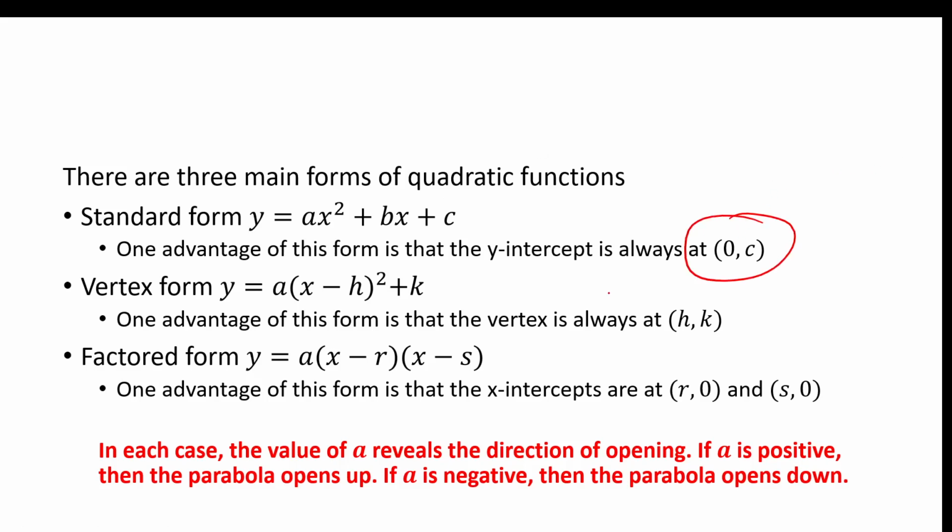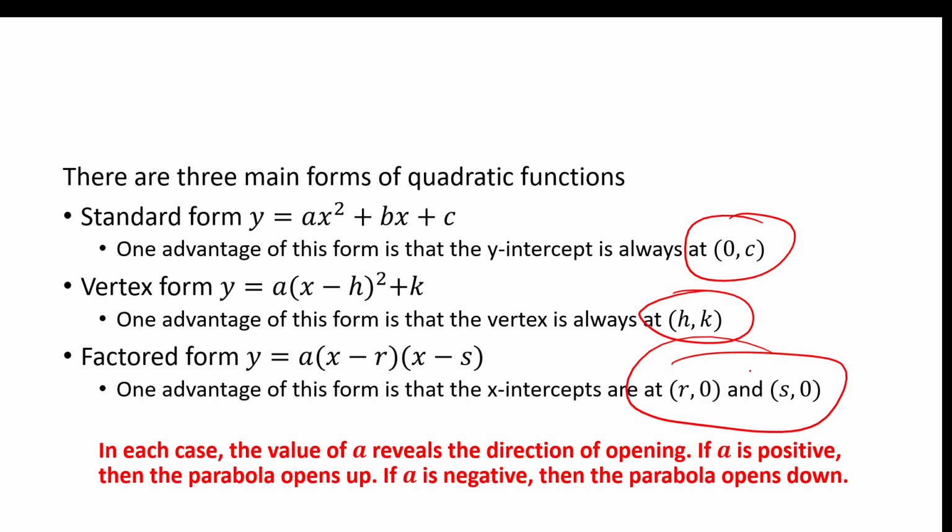There's vertex form, y equals a times the quantity x minus h squared plus k. The vertex here is always at (h, k), and then finally there's factored form, a times the quantity x minus r times the quantity x minus s. And one advantage here is that our x-intercepts are at (r, 0) and (s, 0).